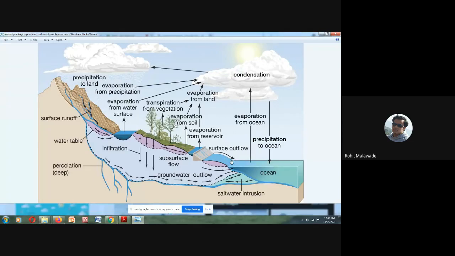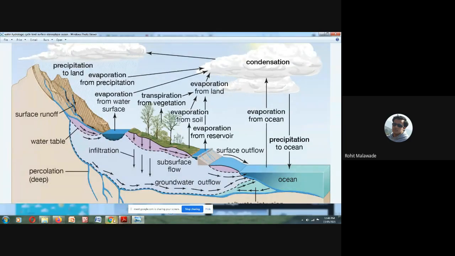Again, some of the water is going to flow into the ocean or the seas. So this cycle is continuously going on. That is the reason why we are getting sufficient amount of water on the ground, so that we can lead our day-to-day life. So this is regarding your water cycle.